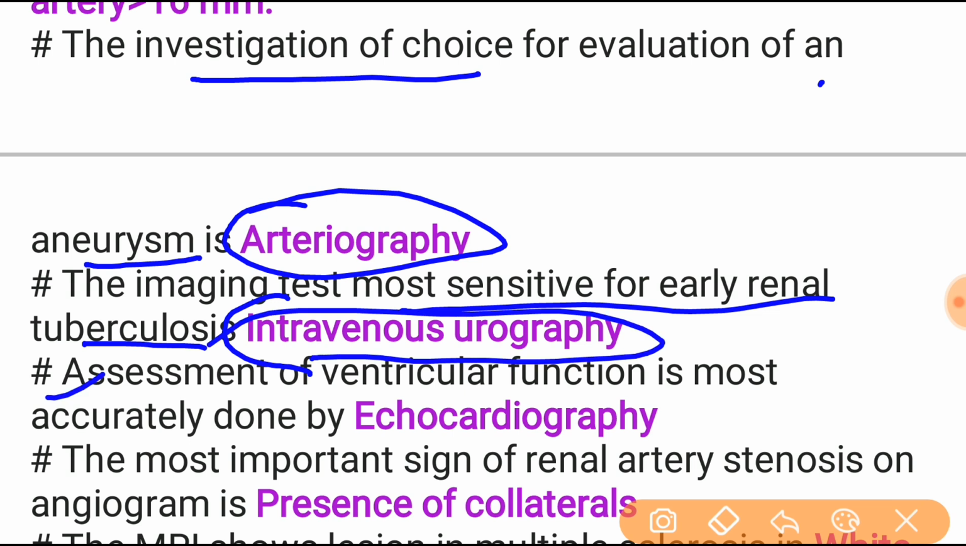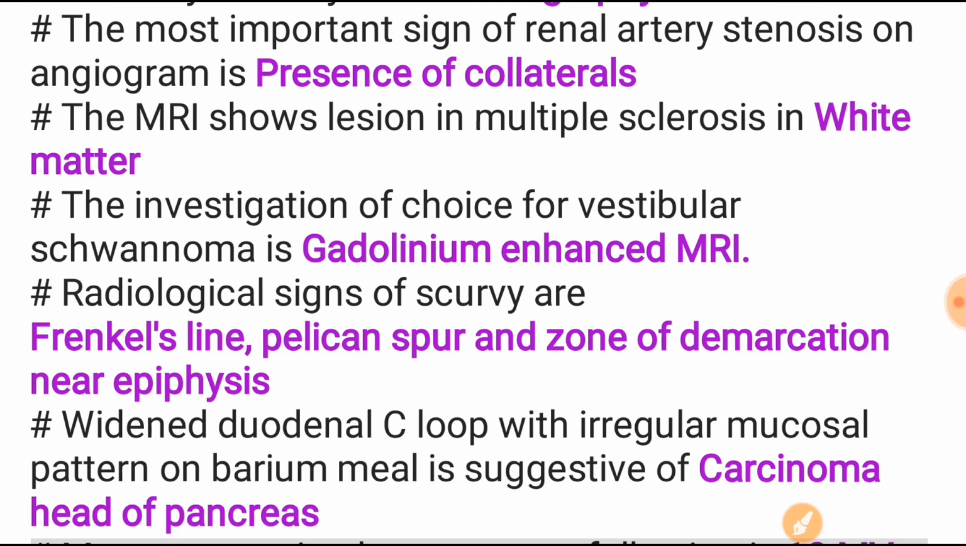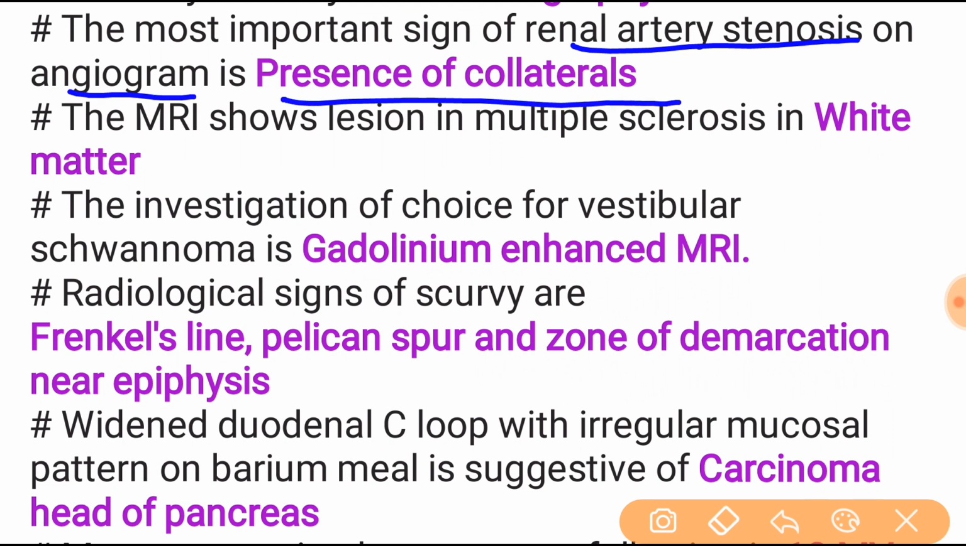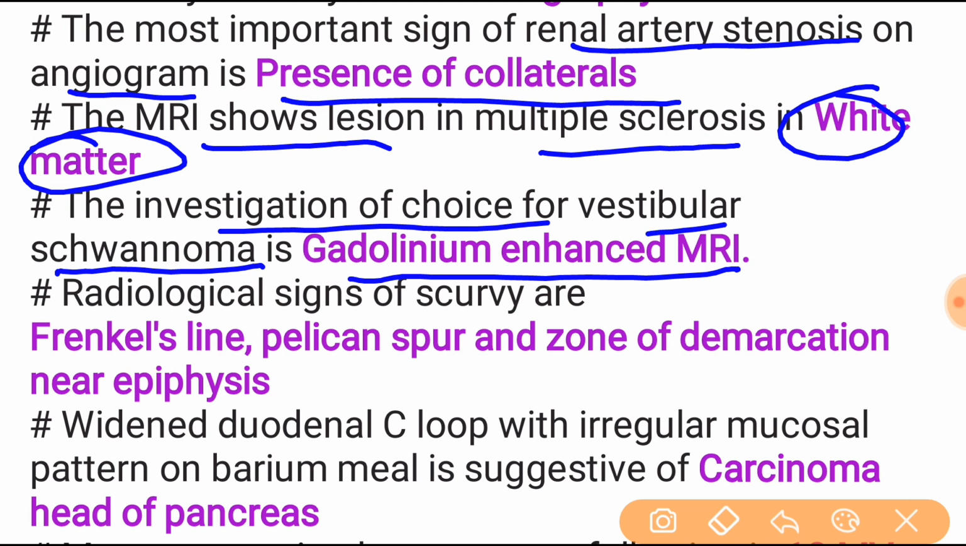Assessment of ventricular function is most accurately done by echocardiography. The most important sign of renal artery stenosis on angiogram is the presence of collaterals. The MRI shows lesions in multiple sclerosis in the white matter. The investigation of choice for vestibular schwannoma is gadolinium enhanced MRI.